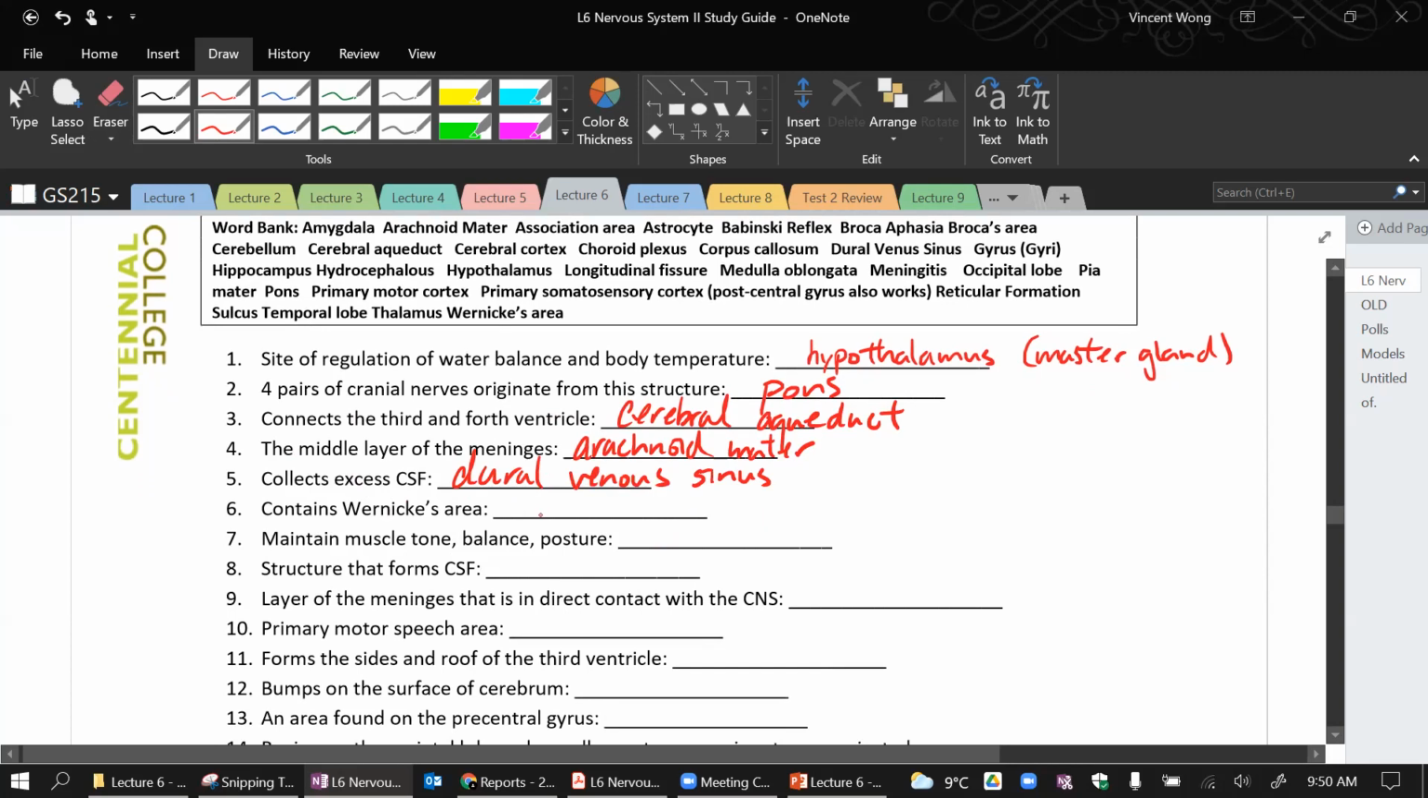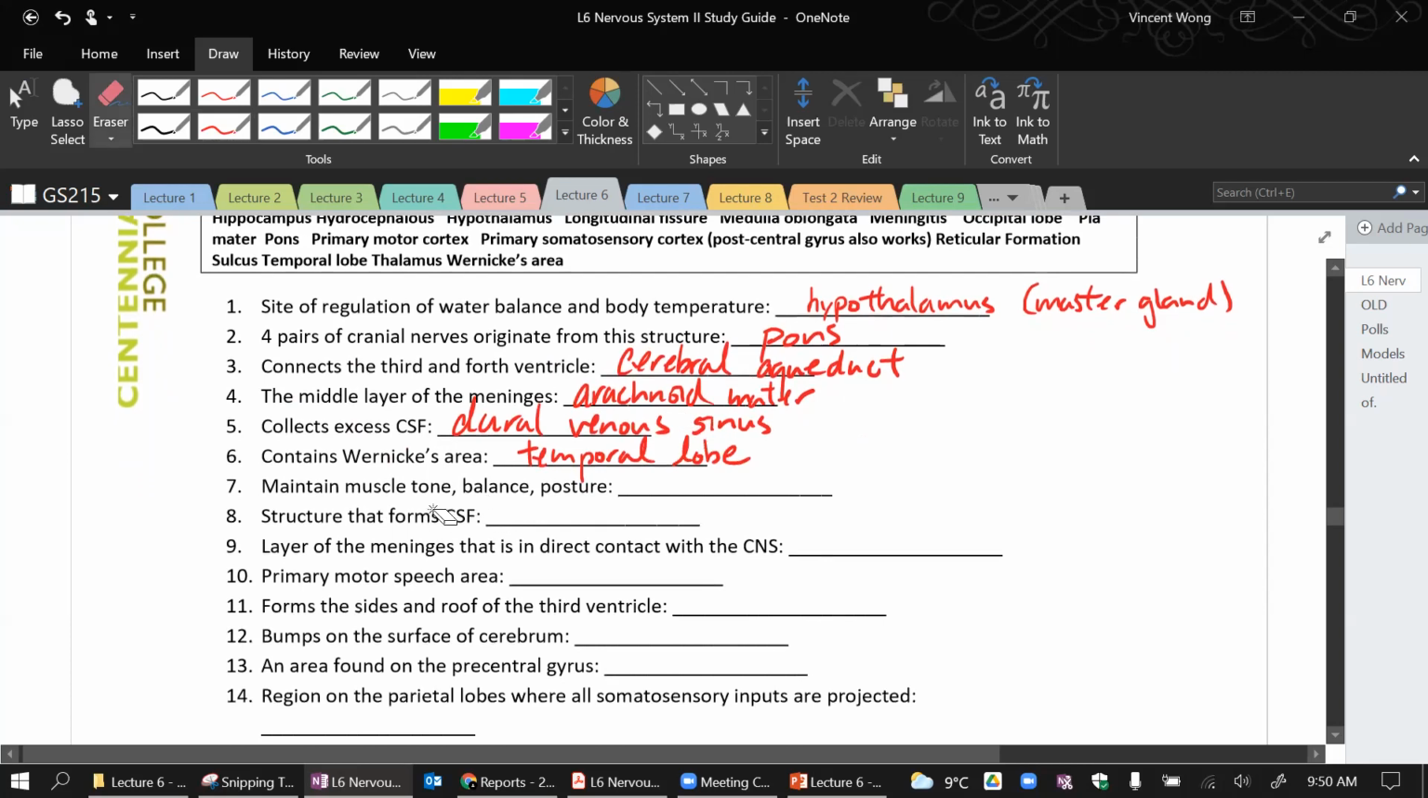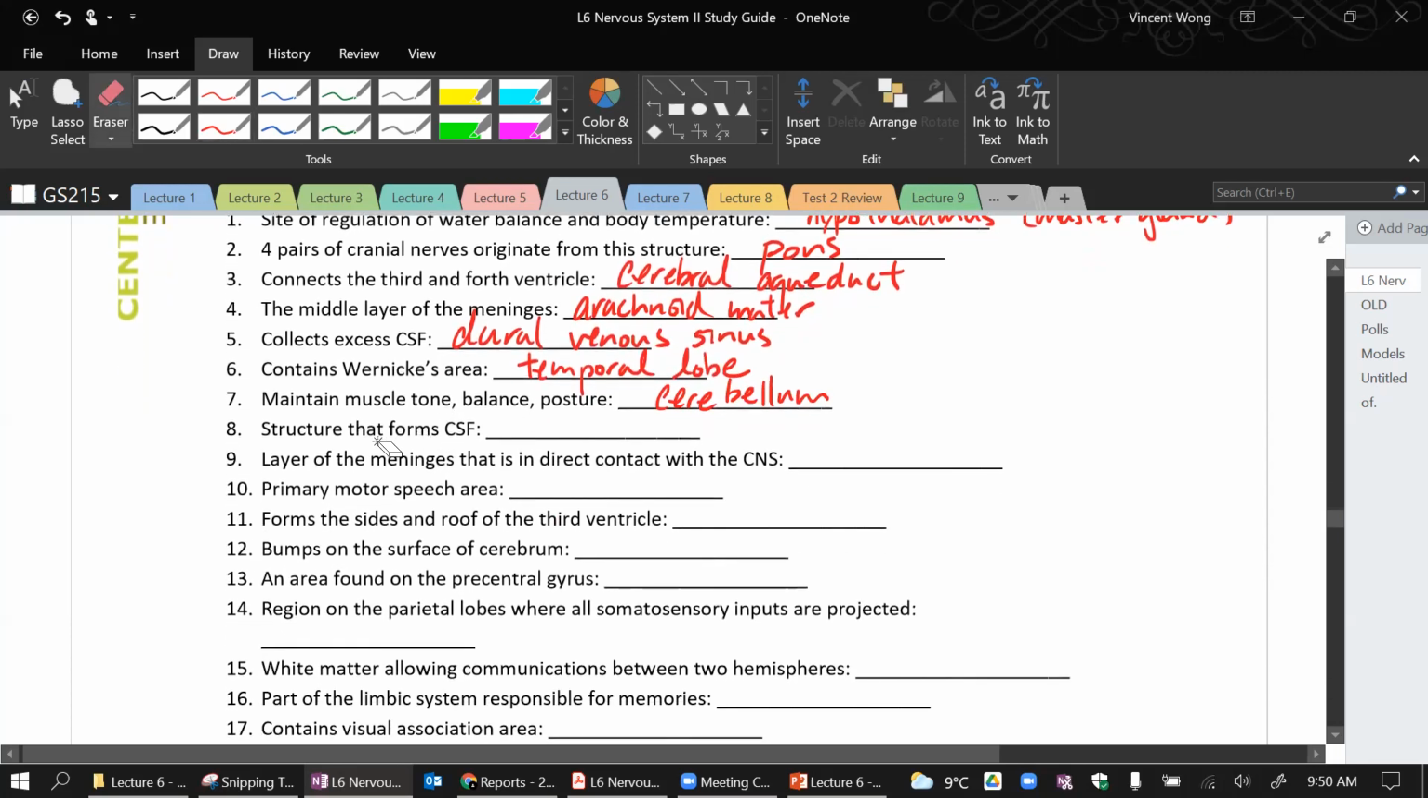Contains Wernicke's area. We just talked about that. That is going to be in the temporal lobe. Maintains muscle tone, balance, and posture. That is the cerebellum. Oh, I actually missed a question earlier. We'll go back to it. A structure that forms CSF. So I mentioned this multiple times already. That is the choroid plexus.